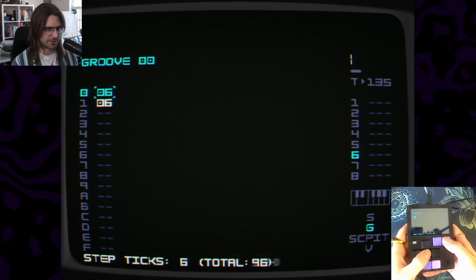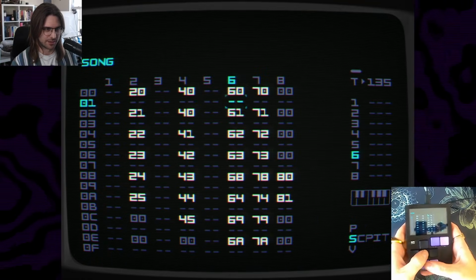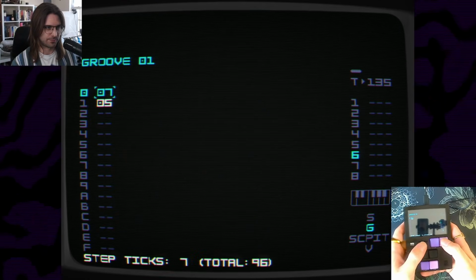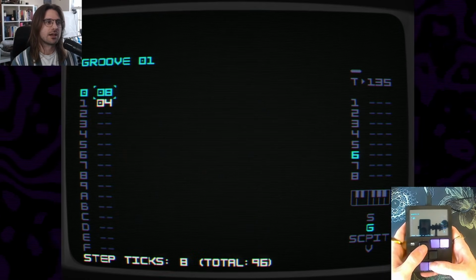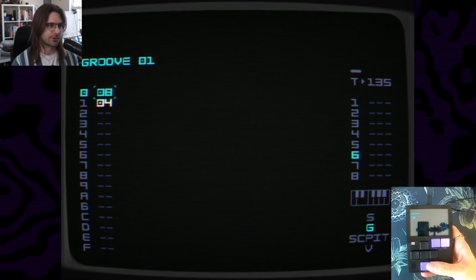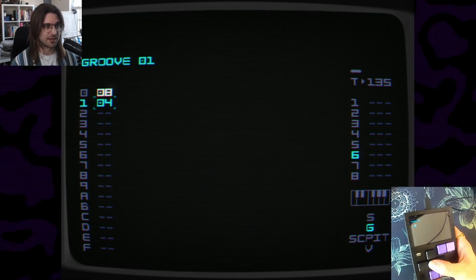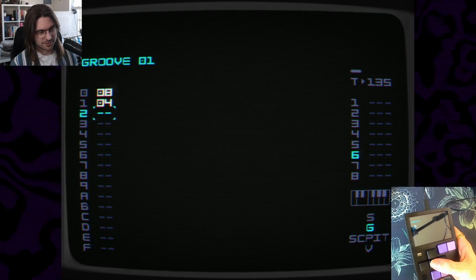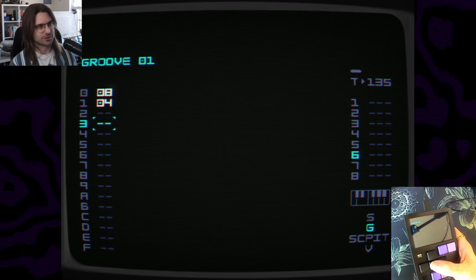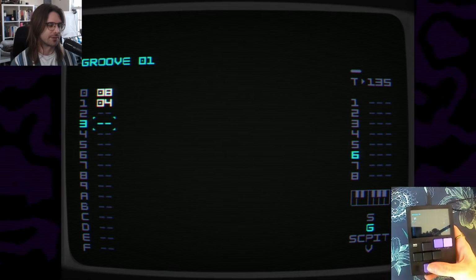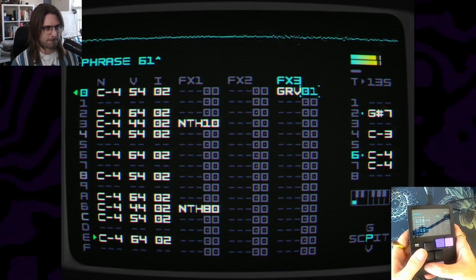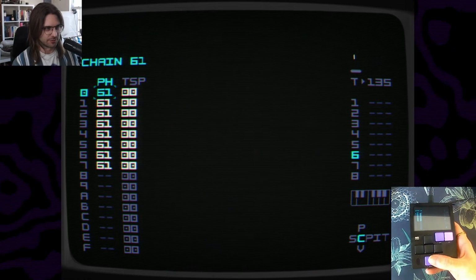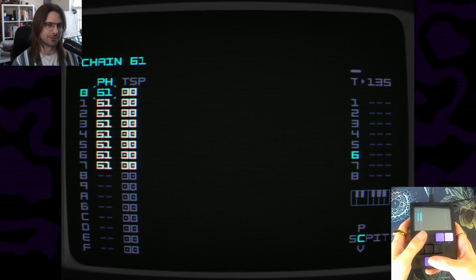Now, you may or may not be able to hear that. I'll jump ahead a little bit here. My groove 1 here I have set to 8/4. So the first step is going to be 8 ticks long, and then the second step is going to be 4 ticks long. Then the third step is going to be 8 ticks long. The fourth step is going to be 4 ticks long, etc., repeating. And you may or may not be able to tell that this has a little bit more of a groove, for lack of a better word, to it.